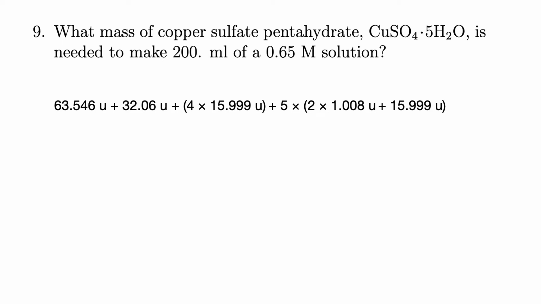And adding all this together, we get a molar mass for copper sulfate pentahydrate of 249.677 units, or in other words, 249.677 grams per mole, or 1 mole of the compound has a mass of 249.677 grams. Okay, so we're going to need to know that, and then we're also going to need to incorporate the concentration of the solution.